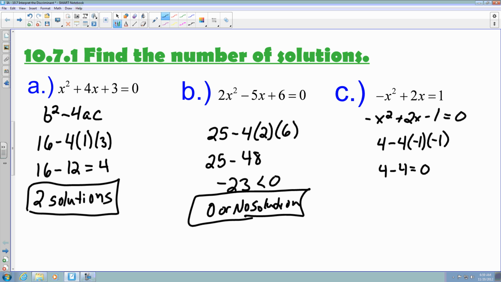And so if it's 0, that means that we're only going to be given one solution, and that solution will be on the vertex.